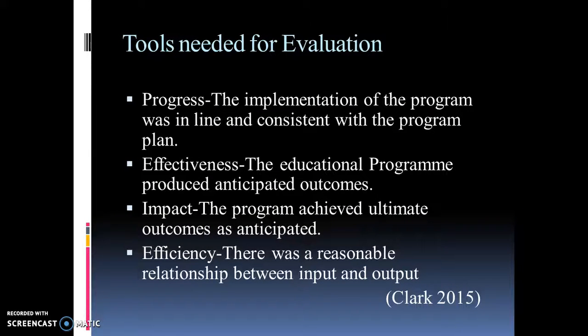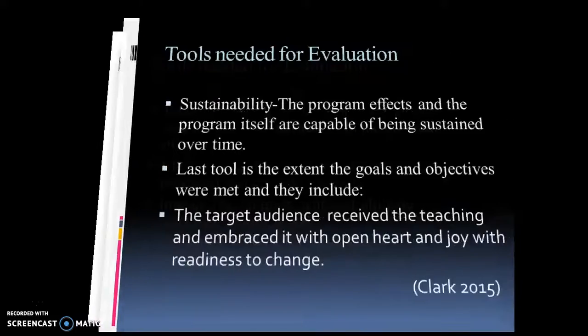Tools needed for evaluation. Progress: the implementation of the program was in line and consistent with the program plan. Effectiveness: the educational program produced anticipated outcomes. Impact: the program achieved ultimate outcomes as anticipated. Efficiency: there was a reasonable relationship between input and output.